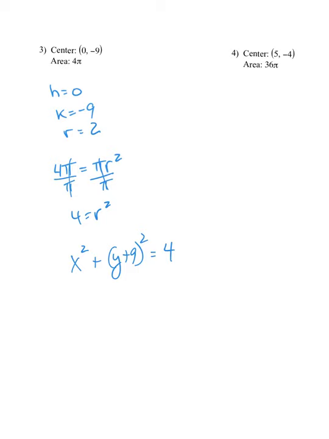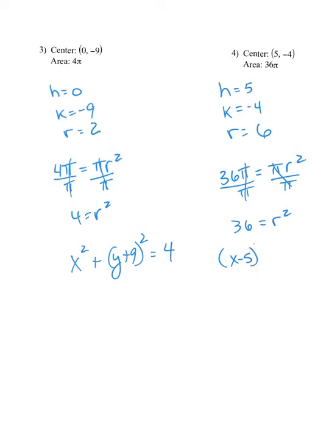Same over here. If your center is (5, 4), H is 5, K is -4. And now let's look at the radius. 36 pi equals pi r squared. Divide both sides by pi. Pi's bite the dust. We get 36 equals r squared, so r is 6. And then we have (x minus 5) squared plus (y plus 4) squared. Remember, we changed the signs of those two. Equals 6 squared, which is 36, and that is our answer.